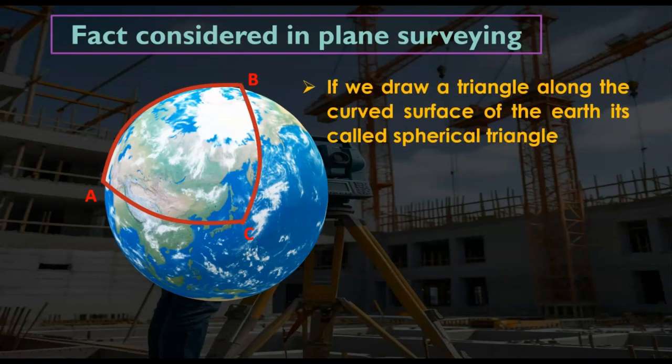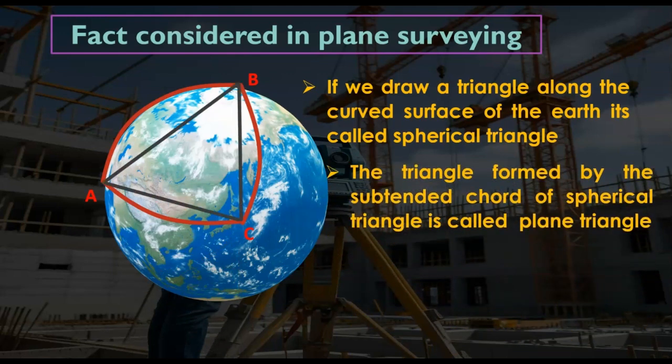Now there is another fact that is considered in plane surveying. For that, you should know what is a spherical triangle. If you draw a triangle along the curved surface of the earth, it is called a spherical triangle because the earth is a sphere. In the figure, ACB is the spherical triangle. It is shown in red color. The triangle formed by the subtended chord of the spherical triangle is called a plane triangle. In the figure, the plane triangle is marked, which is obtained by the subtended chord of the spherical triangle.